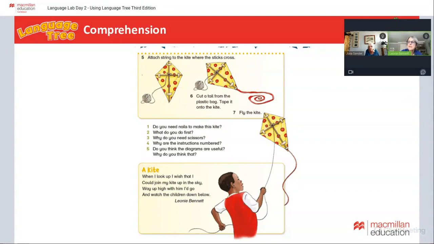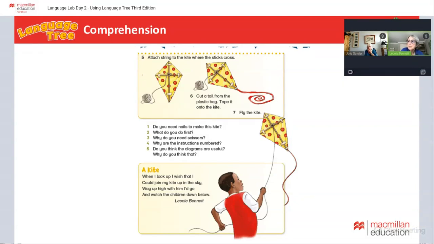Comprehension questions, as I've said, often draw attention to the features of the text. For example, getting students to think about the difference between a set of instructions and a poem, as here. This page is from Students' Book 2, and it asks why are the instructions numbered and why are diagrams useful? So students are asked to work out for themselves why different types of writing use different formats.